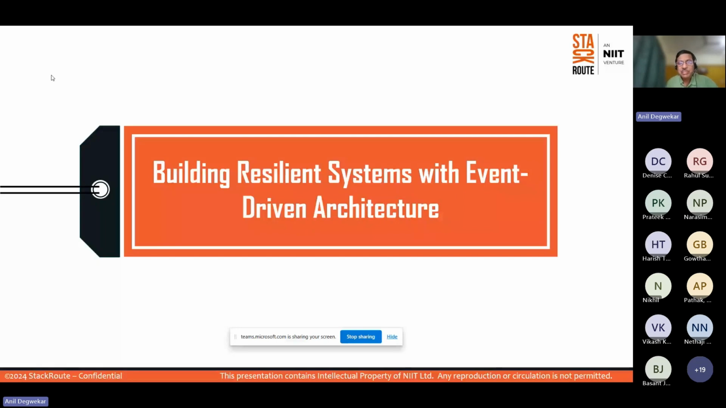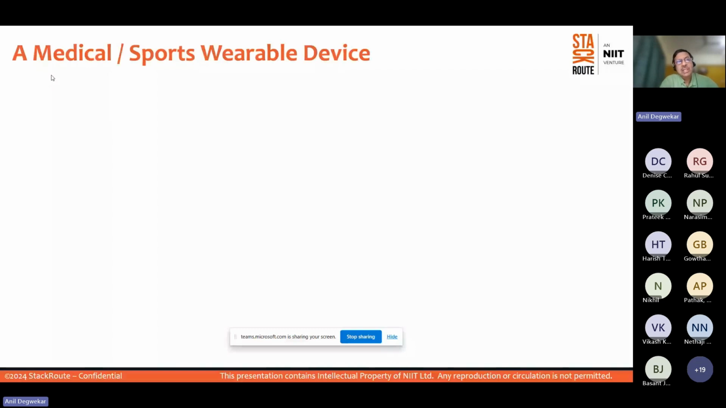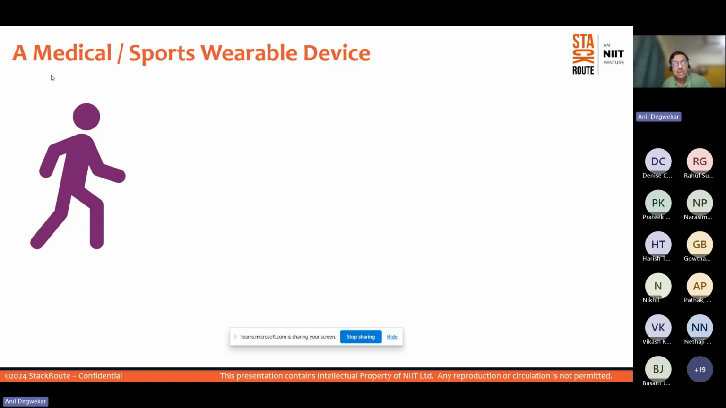All right, so let's begin. Let's take a second to think about a scenario where we have a medical or sports wearable device. You might have seen these kinds of devices. Here is a person who wants to exercise, and it could be any one of us. While exercising, he wants to keep track of how his exercise is going and whether he or she is going to meet his exercise goals. So in order to track that, they use some kind of a watch or some kind of a wearable device.